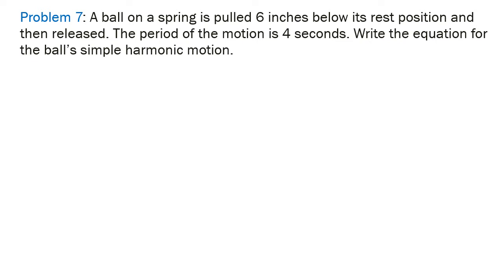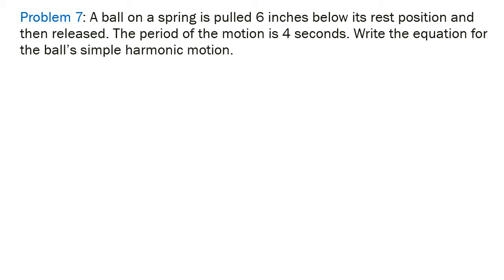So let's take a look at another one. A ball on a spring is pulled 6 inches below its resting position and then released. The period of the motion is 4 seconds. Write the equation for the ball's simple harmonic motion.